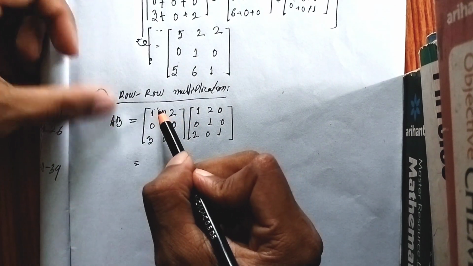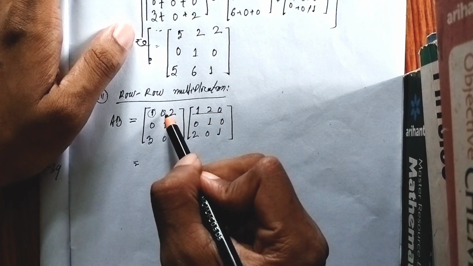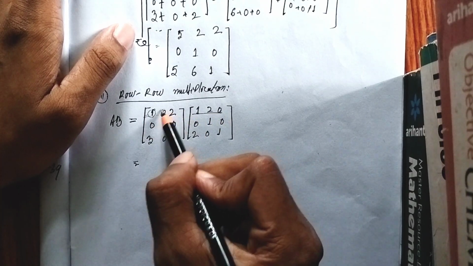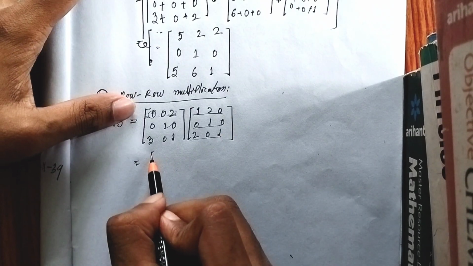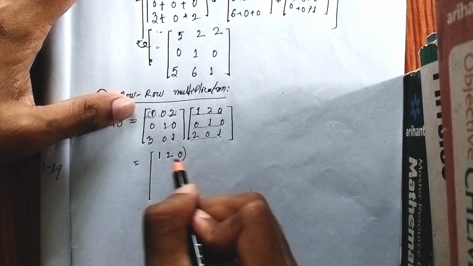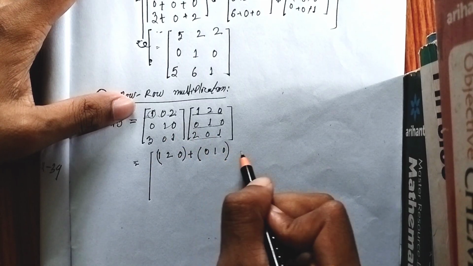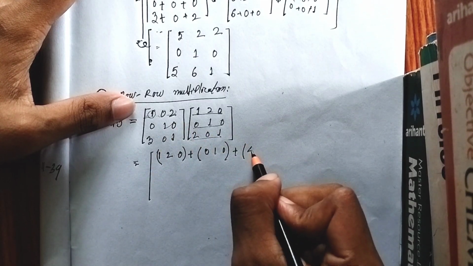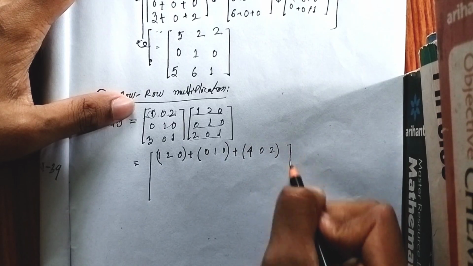Okay, similarly here we will start with left. We will multiply 1 with this row, 0 with this row, 2 with this row. Then we will end up with the first row. 1 with this row gives 1 0 0, 0 with this row gives 0 0 0, and 2 with this row gives 4 0 2. Okay, that means we have the first row.